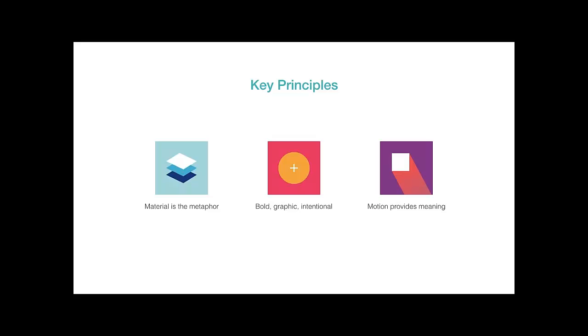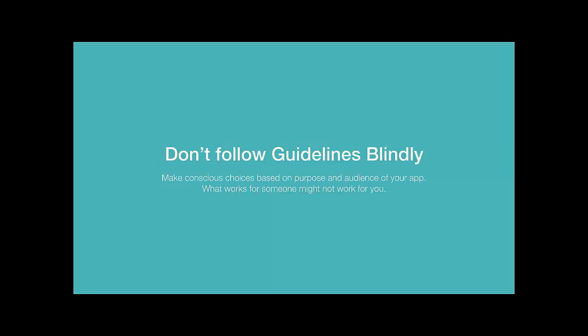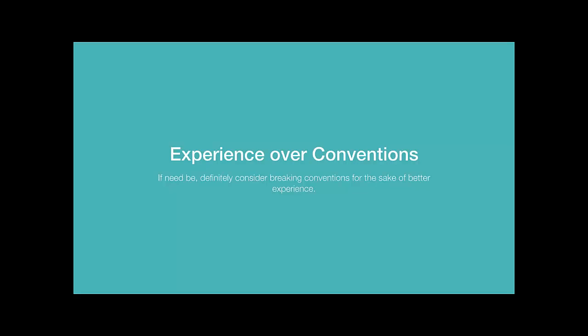Now we jump to the key takeaways for the session. The first and very important point is don't follow the guidelines blindly. You make conscious choices based on the purpose and audience of your app; what works for someone will not work for you. The guidelines are very well thought out and detailed and work in most cases, but some things won't work for you. Maybe a floating action button works perfectly for you, but not all other things. Take what you want, and innovate on other things depending on the purpose and audience of your application.